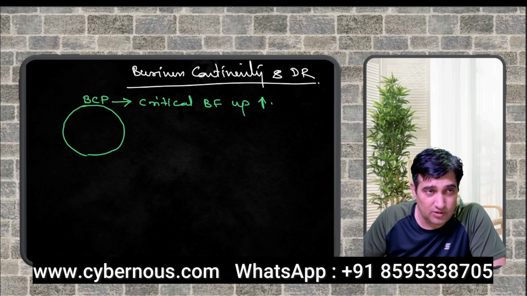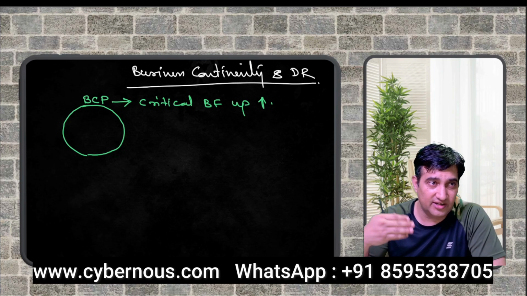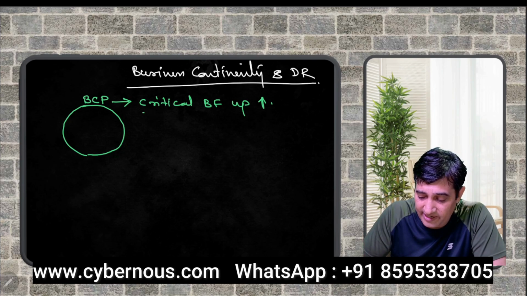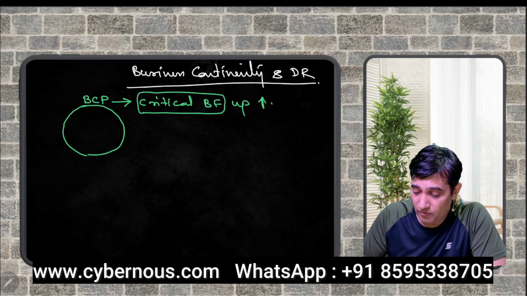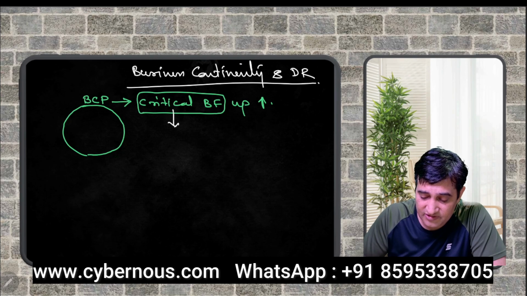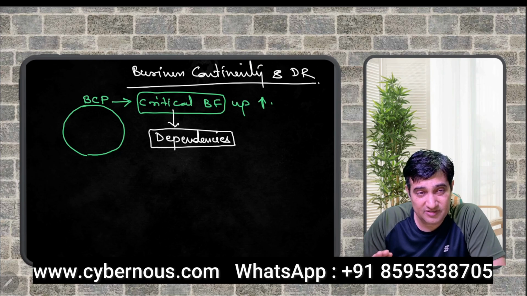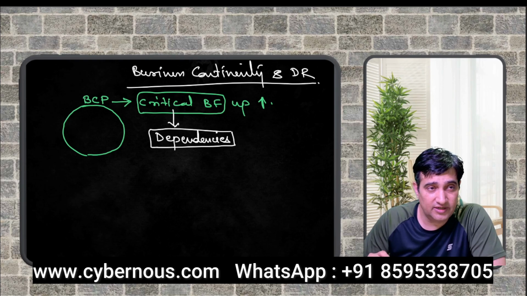You are not going to troubleshoot the problem because troubleshooting will unnecessarily delay making sure that your businesses, at least the critical business functions, are up and running. So what you do, you have to identify your critical business functions first and foremost. And it is also very important, once you identify your critical business functions, you also find their dependencies as well.